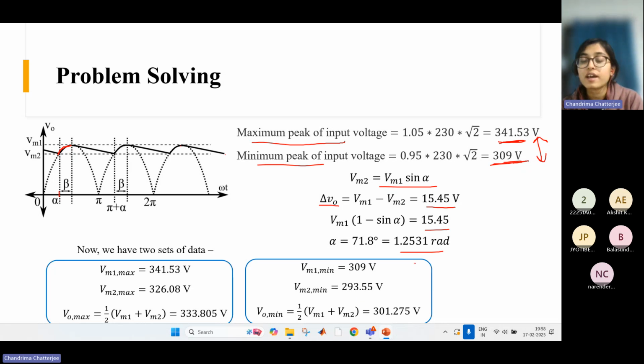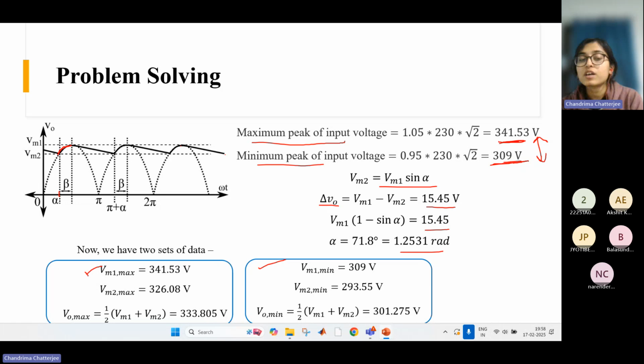How am I calculating? There are two sets of values because there are two different peak values that we have, because there is a range given for the grid voltage. That's why we are getting two different sets. Now the question is which set to take for designing the components. Should we take this one or this one?